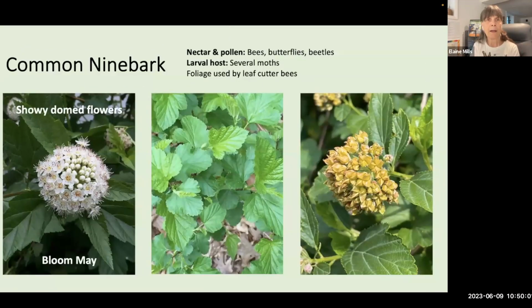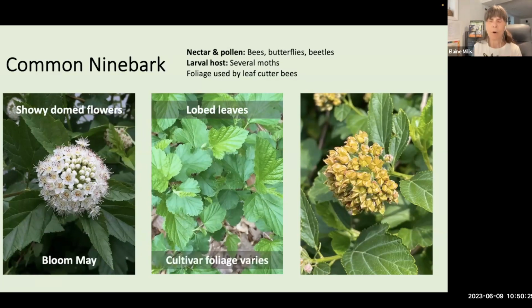Common ninebark has very showy domed flowers that are going to bloom in May. They'll provide nectar and pollen to bees, butterflies, and beetles. It has these interesting lobed leaves, a beautiful medium green, and they will provide nourishment for several moth species. The foliage is also enjoyed by leafcutter bees to form their little cigar-like nests.